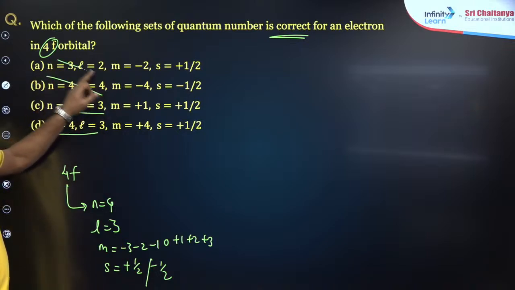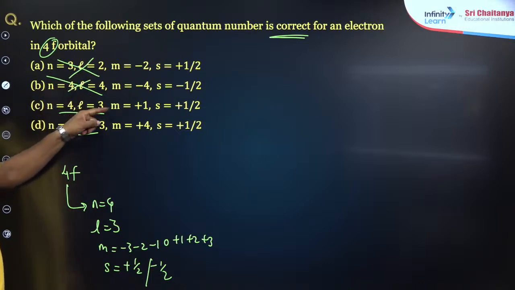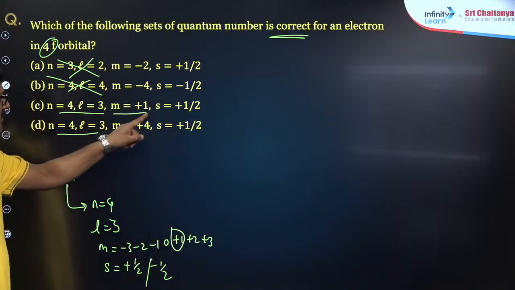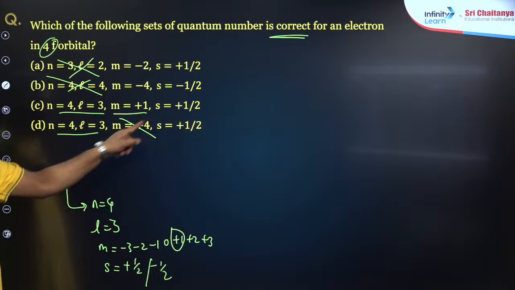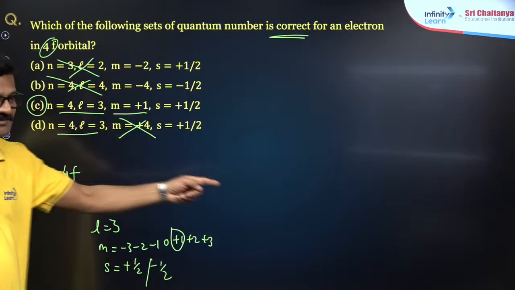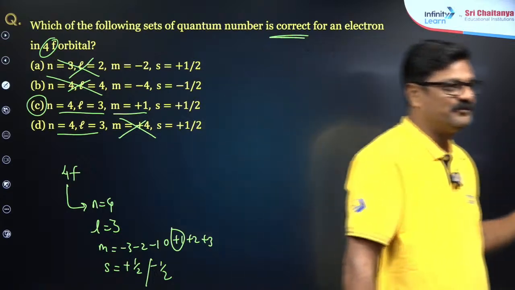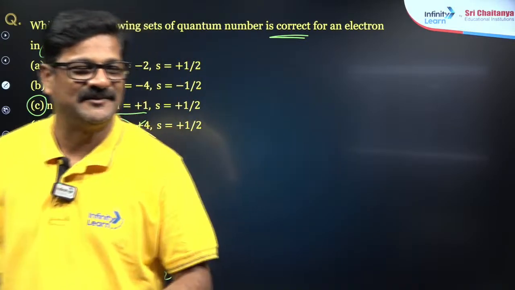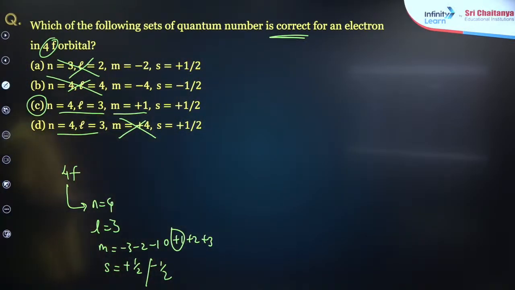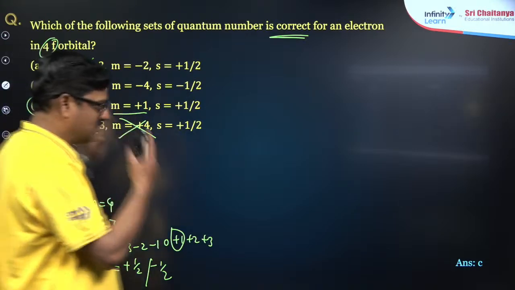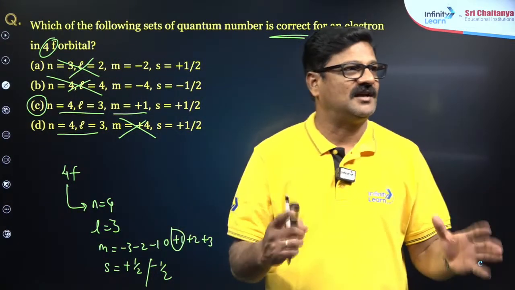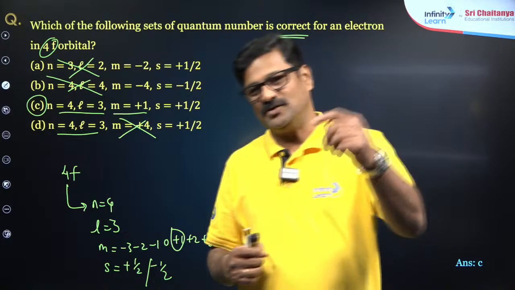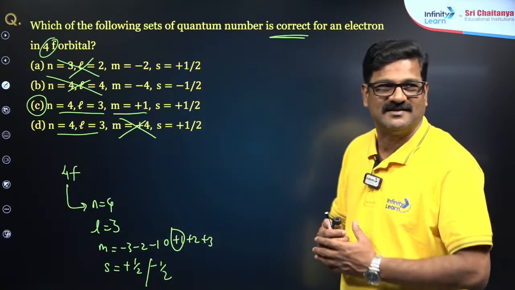So this is wrong, this is wrong. m can be +1, this value is available, and +4, this value is not available, it is wrong. So my answer is going to be C. See the trick, see the trick. This kind of question has been asked more than a dozen times in many competitive examinations, so you just find a chance to answer this.